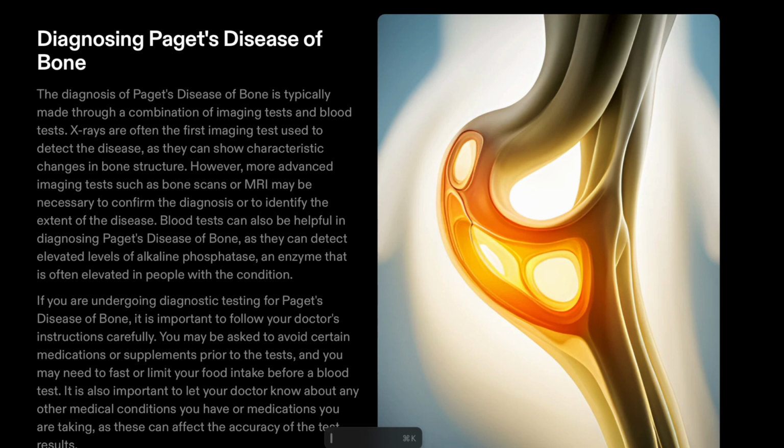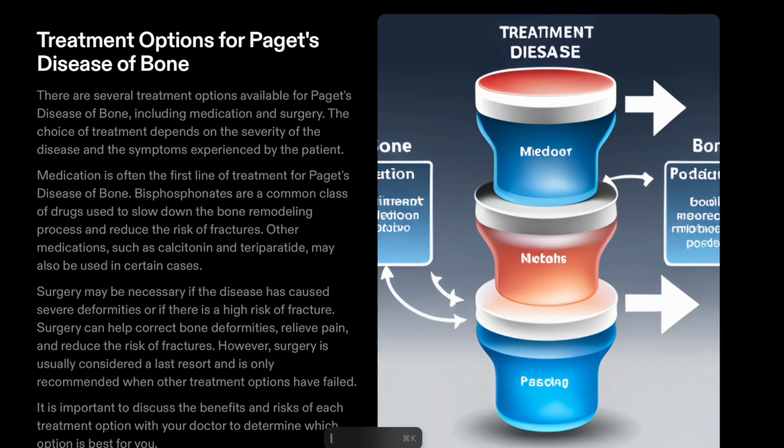Treatment options for Paget's disease of bone. There are several treatment options available for Paget's disease of bone, including medication and surgery. The choice of treatment depends on the severity of the disease and the symptoms experienced by the patient. Medication is often the first line of treatment for Paget's disease of bone. Bisphosphonates are a common class of drugs used to slow down the bone remodeling process and reduce the risk of fractures. Other medications such as calcitonin and teriparatide may also be used in certain cases.